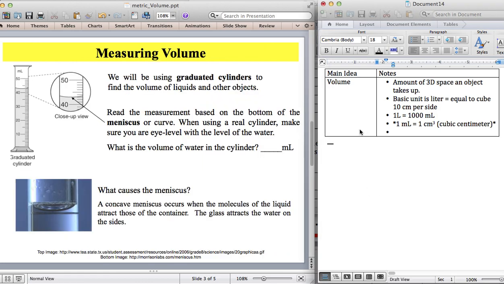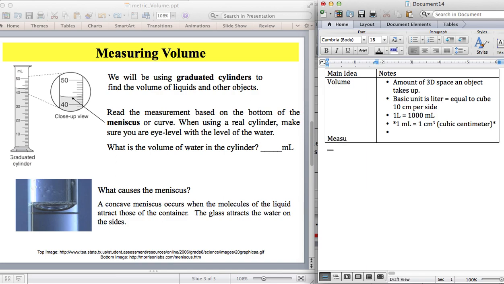So measuring volume. All right, so to measure volume, we're going to use a graduated cylinder. The instrument we use is called a graduated cylinder. And we're going to read our measurement based on the bottom of what's called the meniscus. So when you pour liquid into a graduated cylinder, it naturally forms this little curved bowl shape. And that's because the liquid, whatever liquid it is, likes to stick to the walls of the container, and so it kind of gets pulled up a little bit. So we always measure from the bottom of the meniscus, because that's going to be our most accurate measurement.